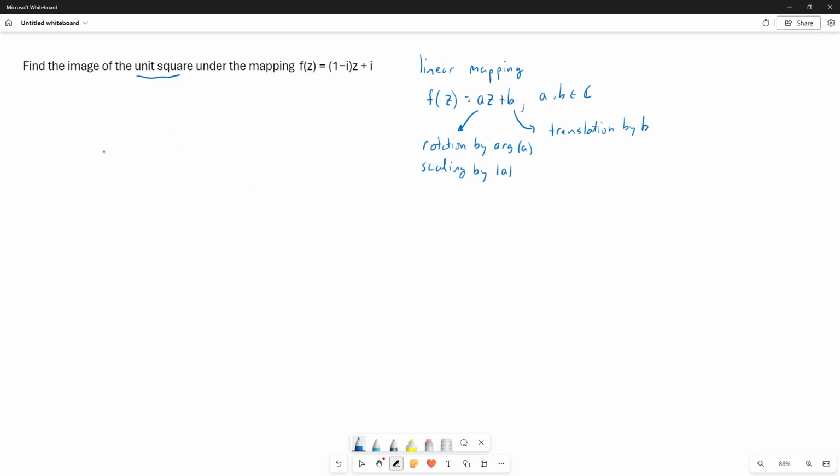Okay, so the unit square has a vertex at the origin, a vertex at 1 on the real axis, a vertex at i on the imaginary axis, and then the fourth vertex at 1 plus i in the first quadrant. So let's do the rotation first.